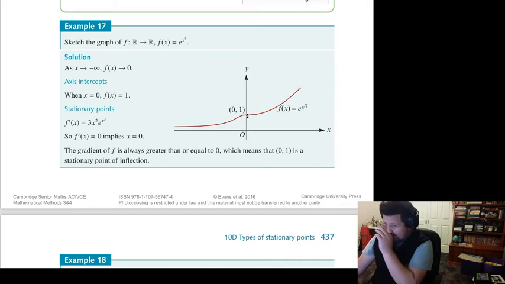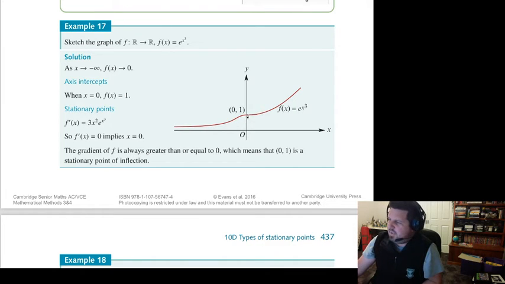Now, what you need to know with this one is, again, after you've got that stationary point, which is here, looking at what happens to the left and right. This is explaining, it says as the gradient of f is always greater than or equal to 0, it means that this is a stationary point of inflection here.